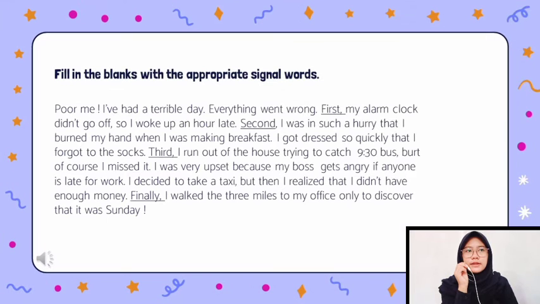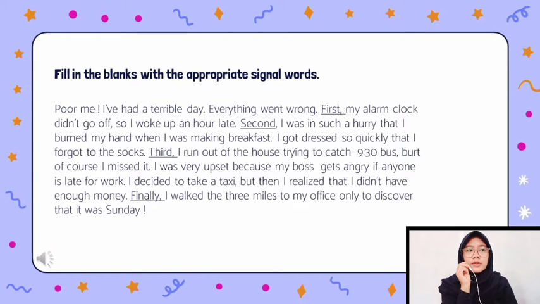Alright guys, this is the other exercise about using signal words. Fill in the blanks with the appropriate signal words. Poor me, I've had a terrible day. Everything went wrong. First, my alarm clock didn't go off, so I woke up an hour late. Second, I was in such a hurry that I burned my hand when I was making breakfast.